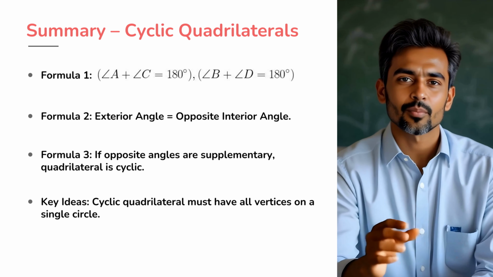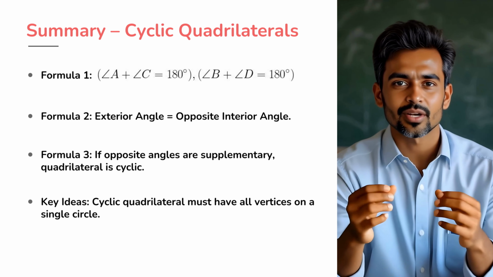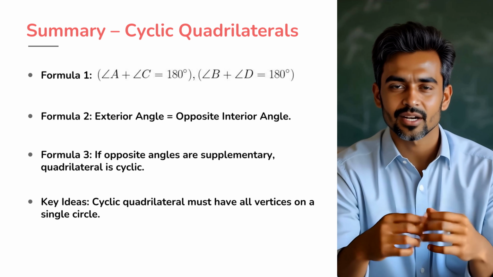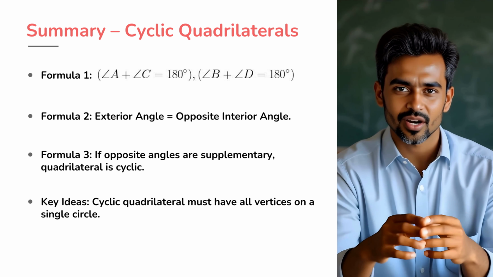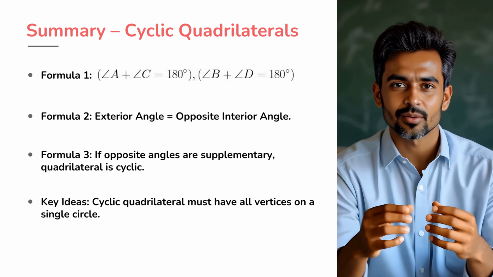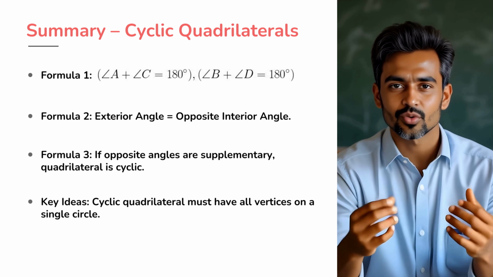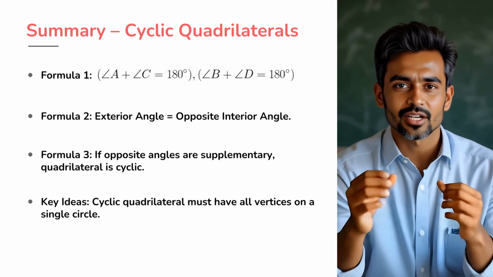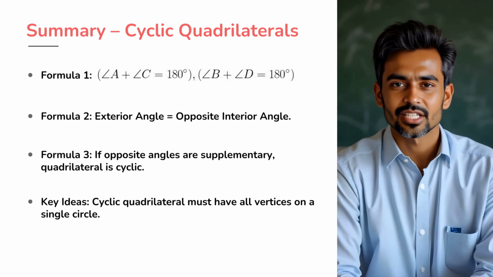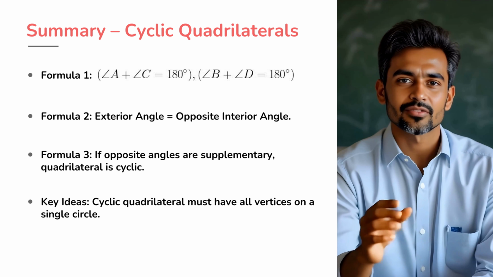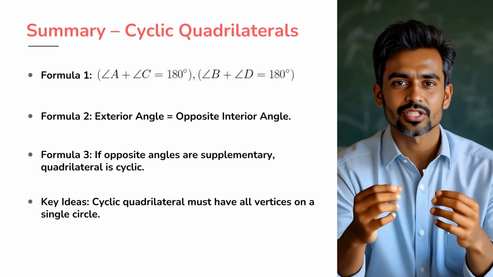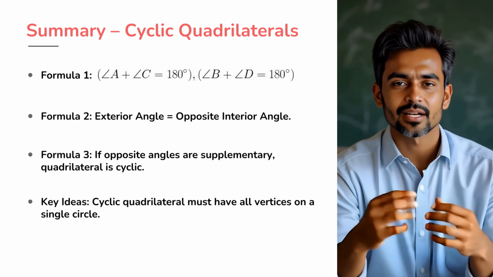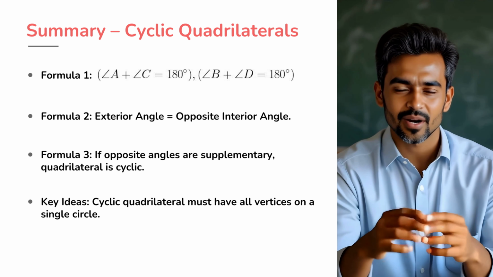Let's quickly wrap up what we learned about cyclic quadrilaterals. First, the most important formula. Angle A plus angle C equals 180 degrees and angle B plus angle D also equals 180 degrees. Next, remember the exterior angle equals the opposite interior angle. Third, if in any quadrilateral the opposite angles are supplementary, then the quadrilateral must be cyclic. Keep these key ideas in mind.